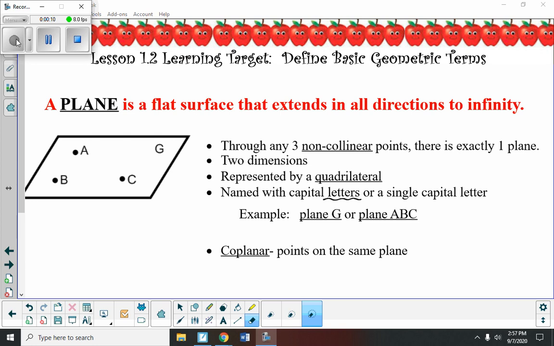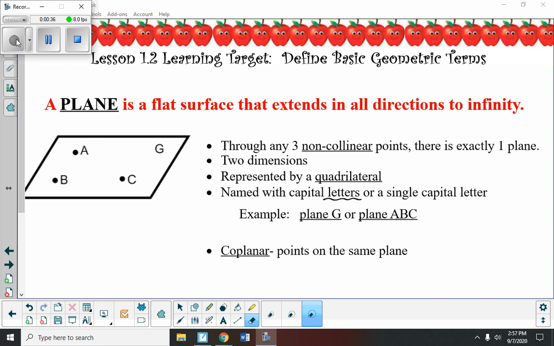The next term that we're going to be talking about is a plane, and a plane is a flat surface that extends in all directions to infinity. So I oftentimes will think of a piece of paper as a plane. However, we have to use your imagination and visualize that all of the sides are extending into all of infinity. Okay, so it's a flat surface.